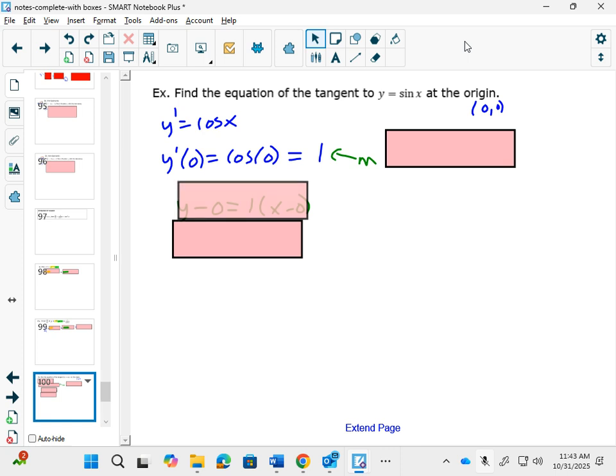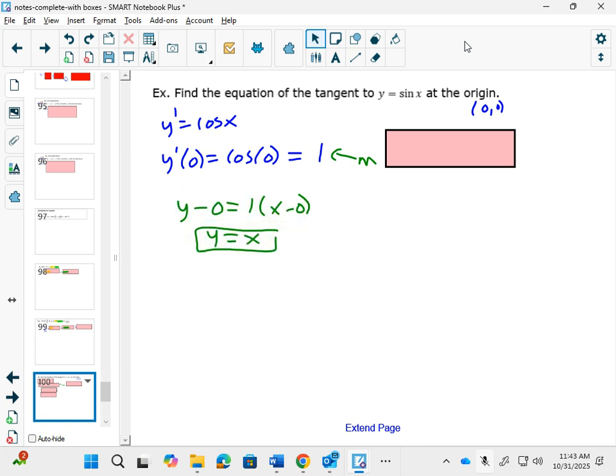And once we have our slope and our point, it's just y equals x. I mean, 0, 0 is technically your y-intercept too, right? So you could use y equals mx plus b.